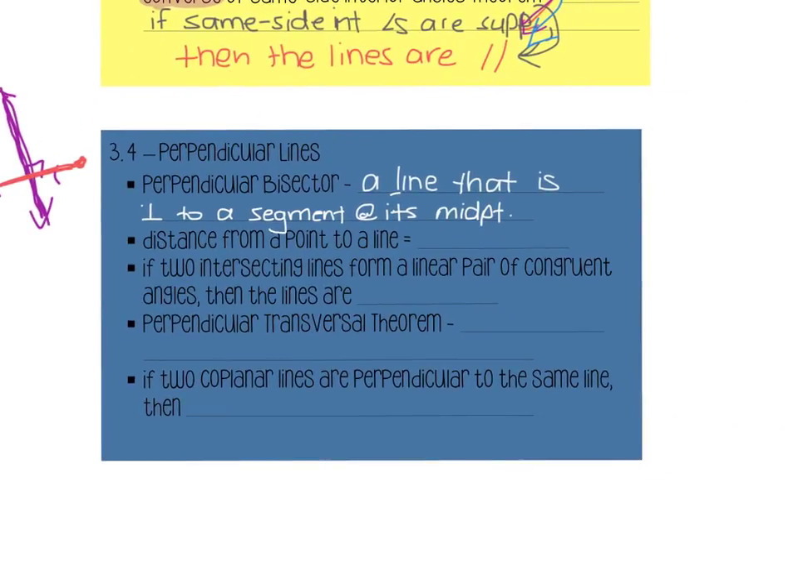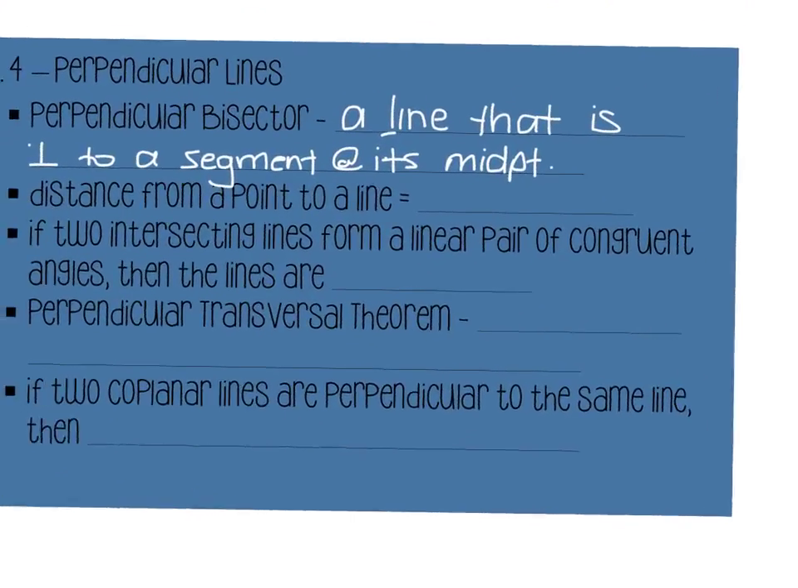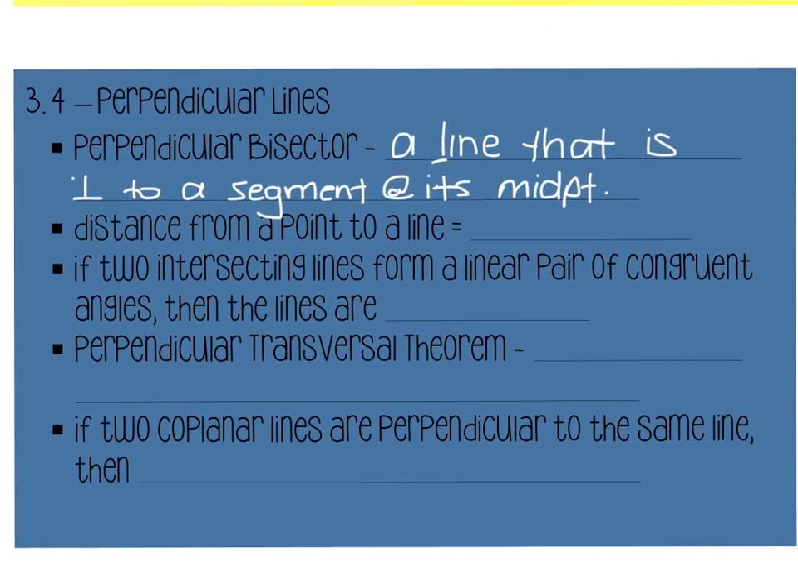The second thing says the distance from a point to a line. So the shortest distance or true distance from a point to a line is the perpendicular segment connecting that point to that line.